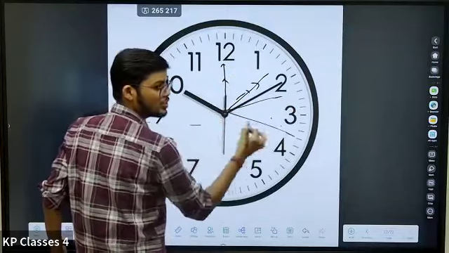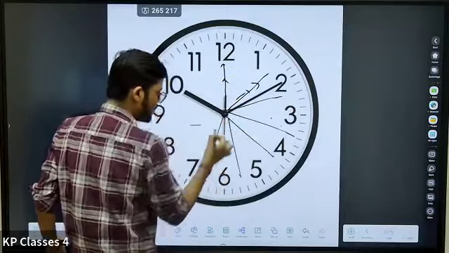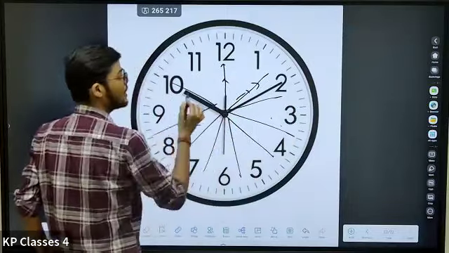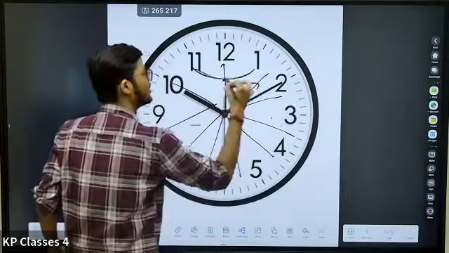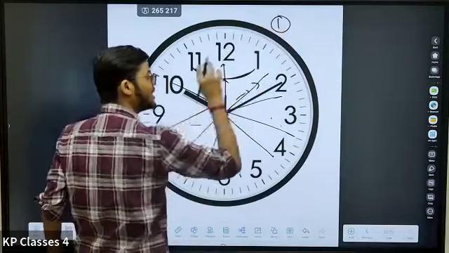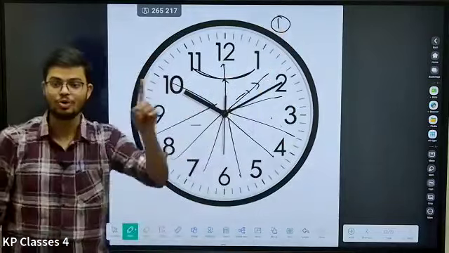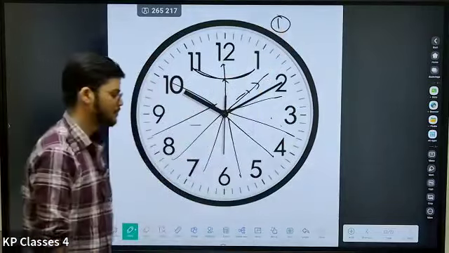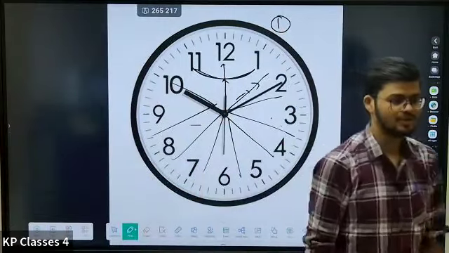Here also they will overlap, here also, here also. In all these cases, it will overlap. But between 11 to 1, they will overlap only one time. So that is why in 12 hours, the hands of the clock only overlap 11 times. I hope this logic is clear now.